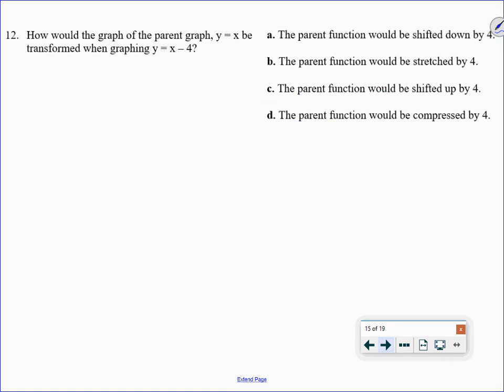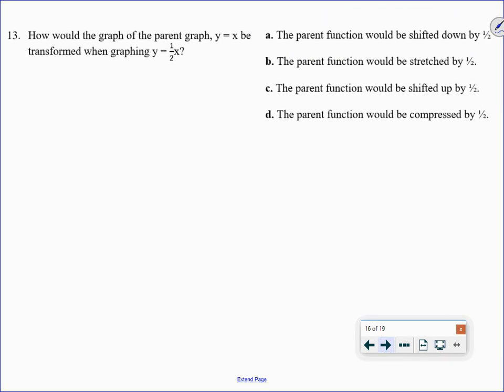So this number 12, how would the graph of the parent function y equals x be transformed? If we subtract 4 to the end, it's going to be shifted down 4. Here, this is going to be stretched because we decrease the slope. 1/2 is less than 1.